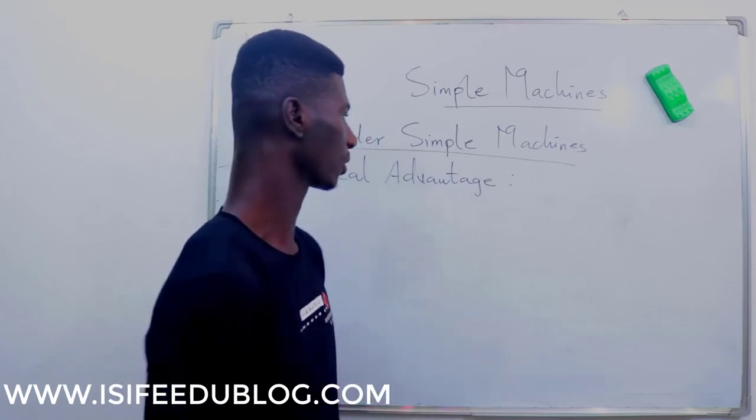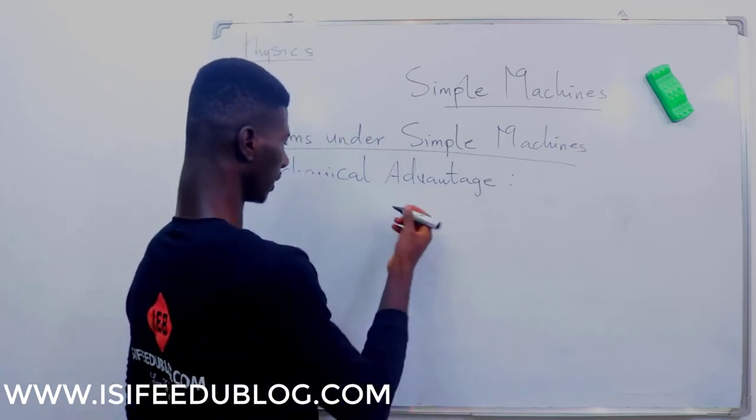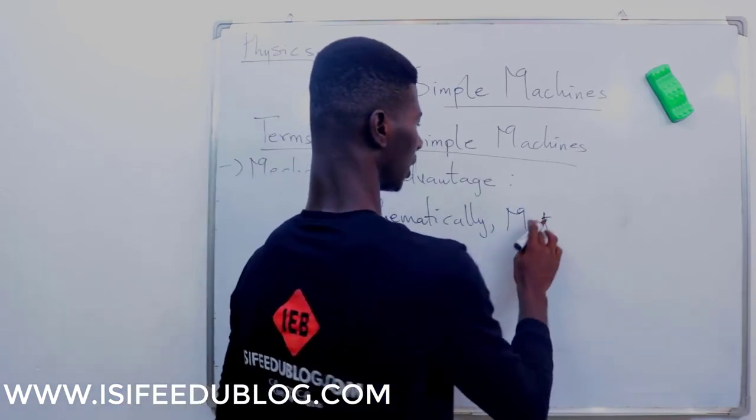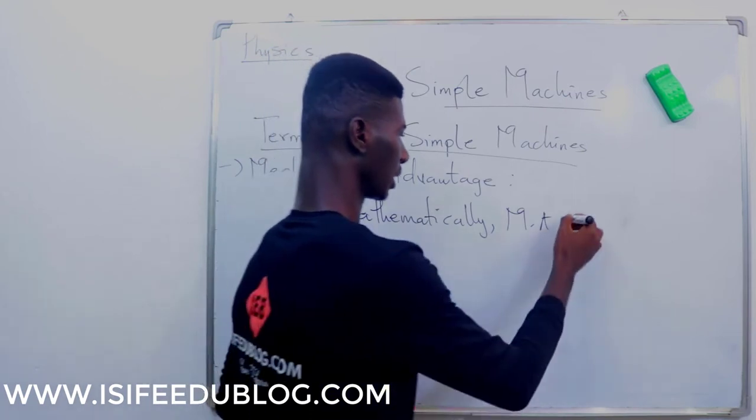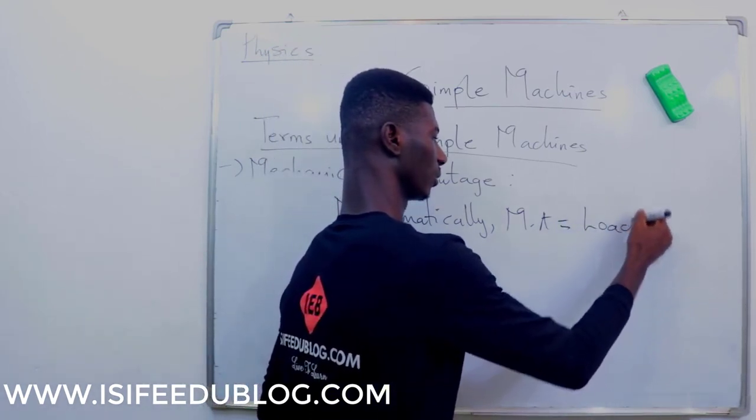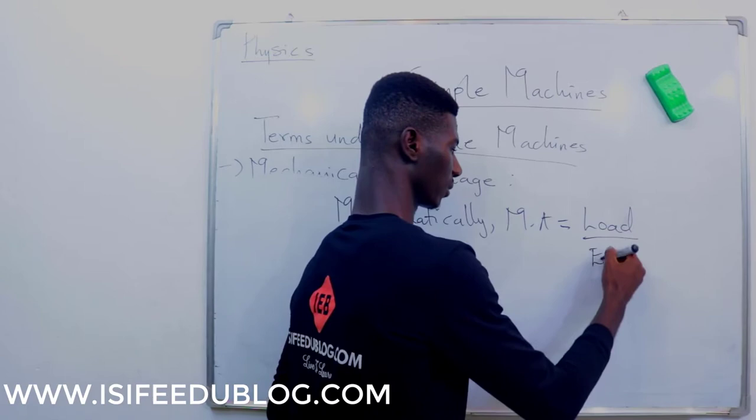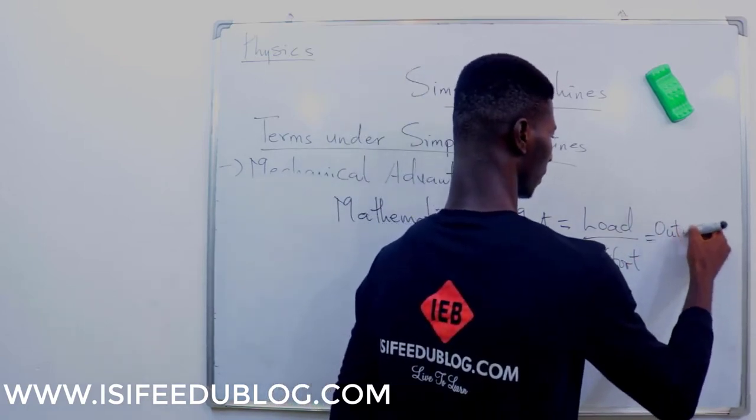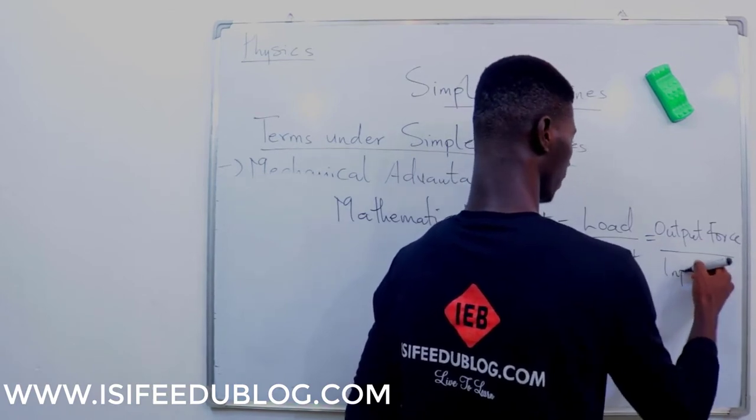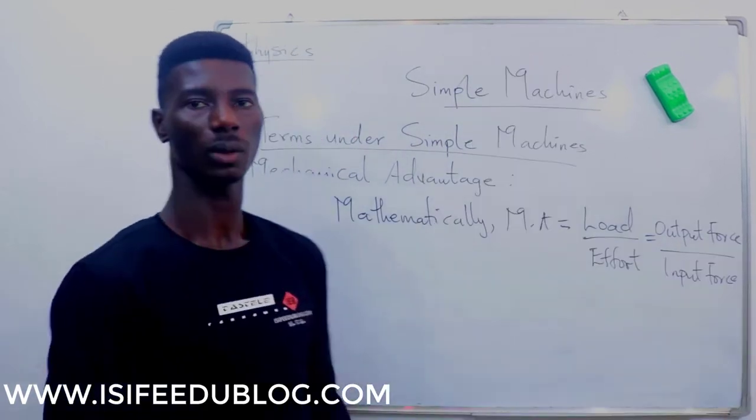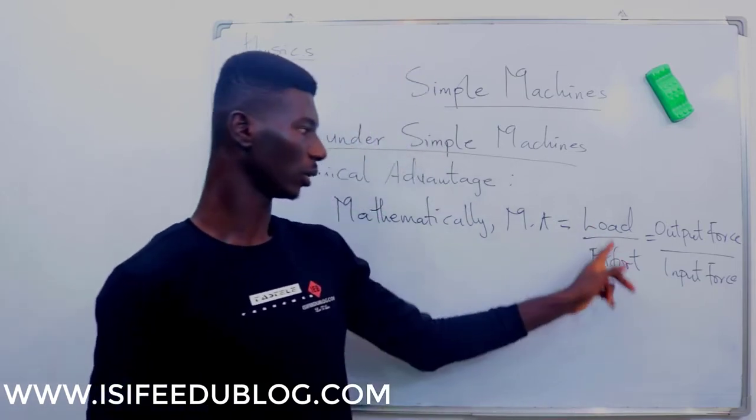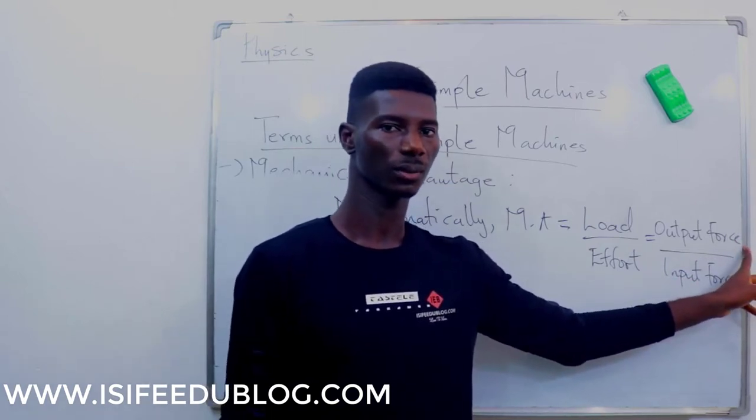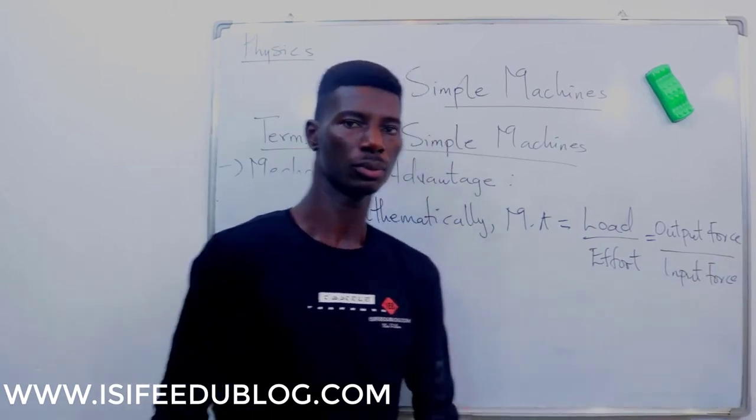Load to effort. So our mechanical advantage, I'll use M.A. to denote that, is equal to load over effort, which is the same thing as saying output force divided by input force. This is just what a mechanical advantage stands for. Load over effort. Always remember this formula, or you say output force divided by input force.